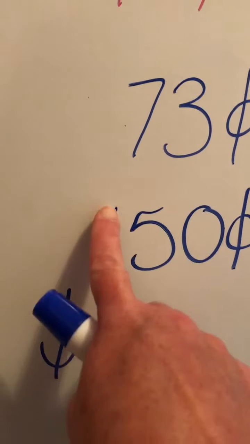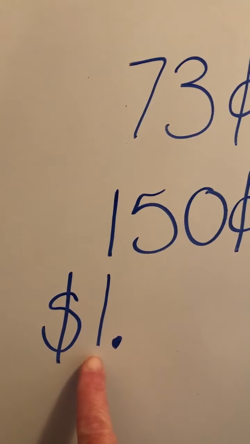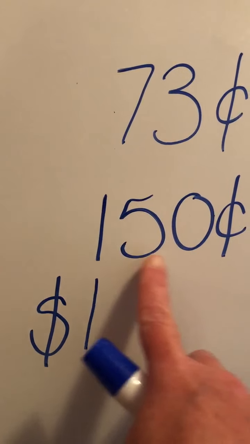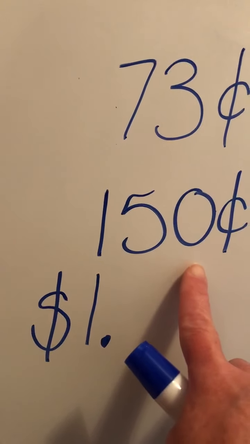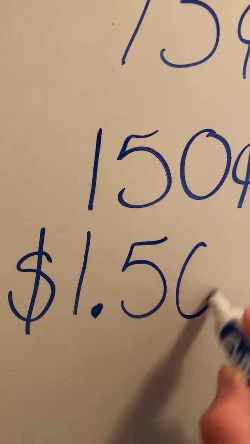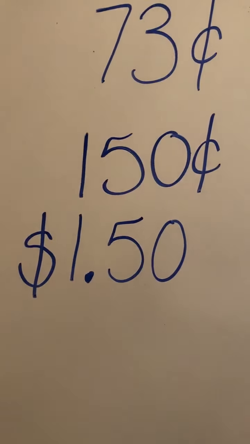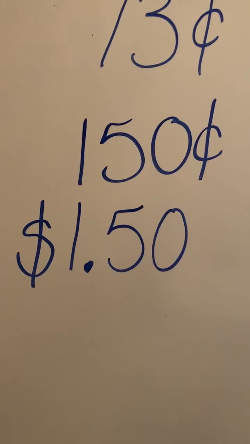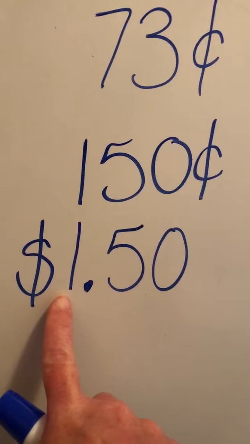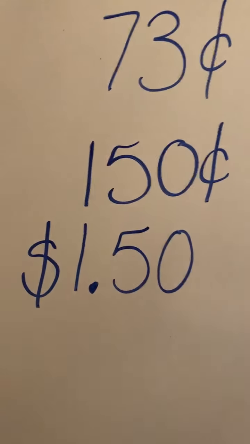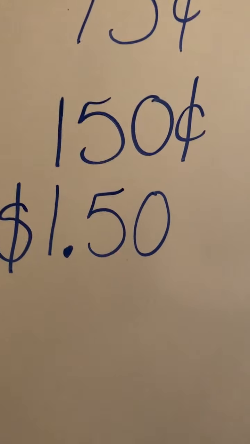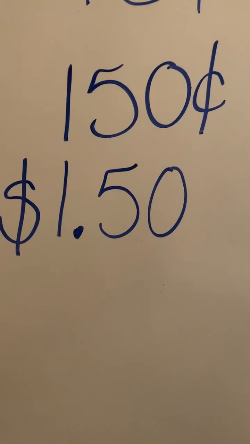So we have how many dollars? $1. All right, and now how many cents? 5 tens and 0 ones equals how many cents? 50 cents. We have $1.50. Wouldn't it be easier to hand the cashier a $1 bill and 50 cents than to hand them 150 cents in coins? Yes, it is much easier.